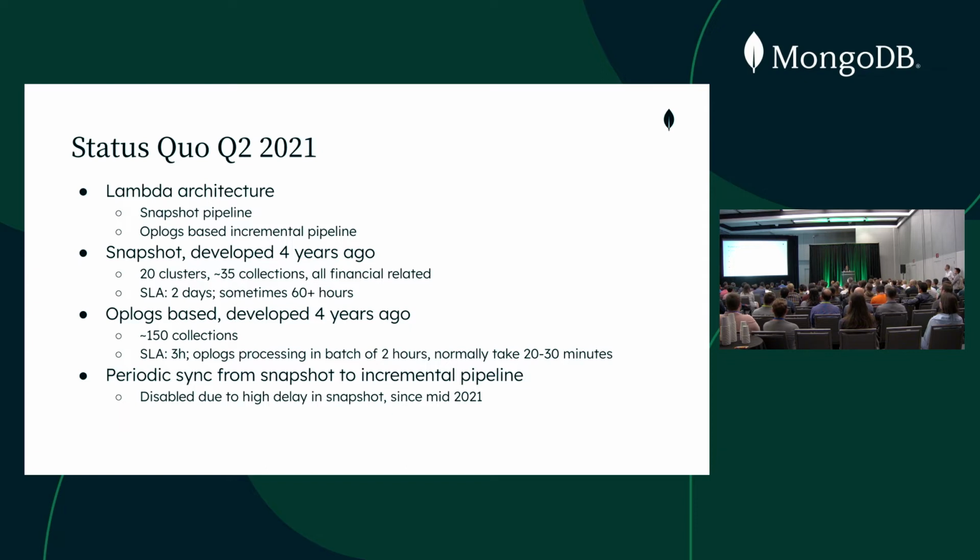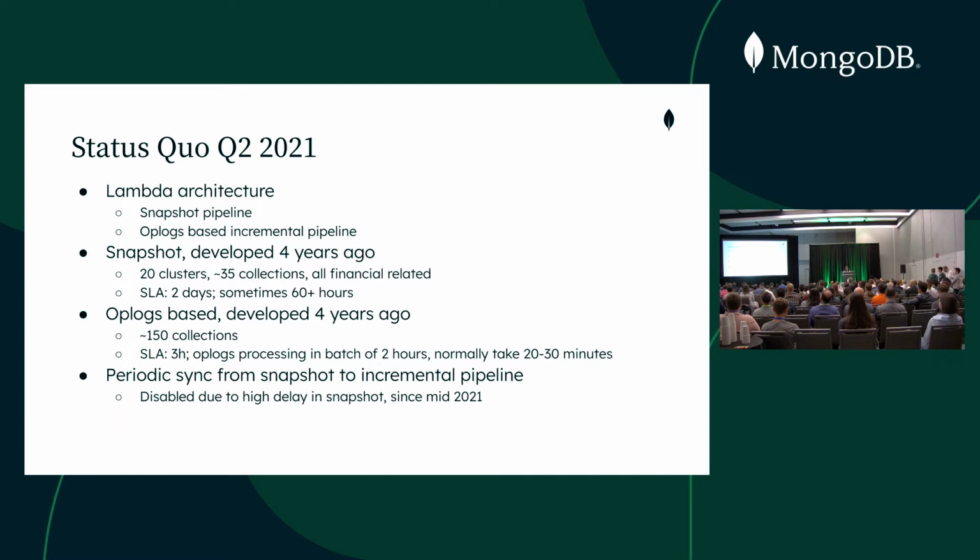So for the snapshot pipeline, right now we have an SLA of 2 days, which means after we take a snapshot of the Mongo database, it takes 2 days to get the data into data warehouse. And sometimes it takes more than 60 hours. For the oplogs-based pipeline, basically we detect the oplog change. Whenever there's a change to the document, we get the document into data warehouse. It's very fast. The SLA is 3 hours.